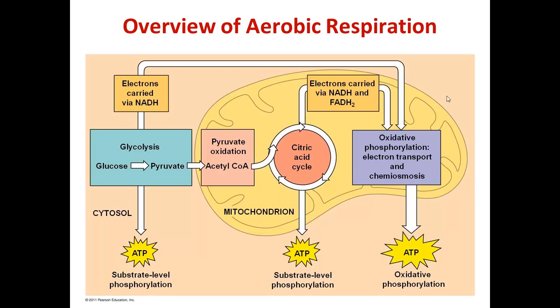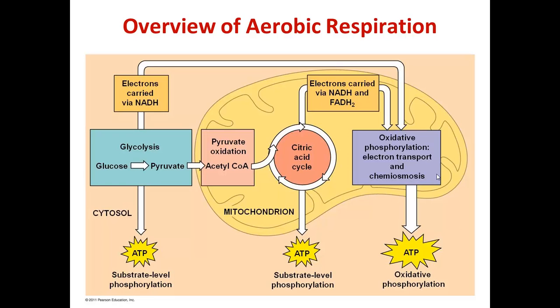These electrons are passed through a series of transport proteins, and they release some of their energy to form a proton gradient. This proton gradient is then used to drive ATP production. So the majority of ATP production occurs through the process of oxidative phosphorylation.